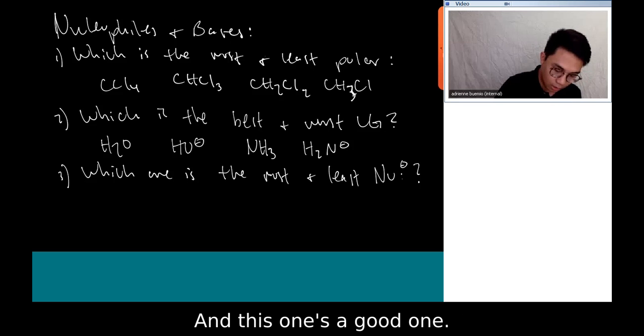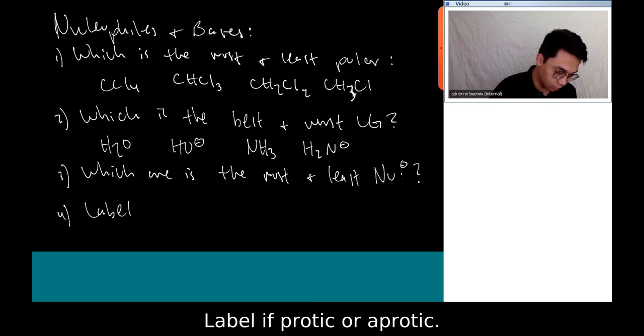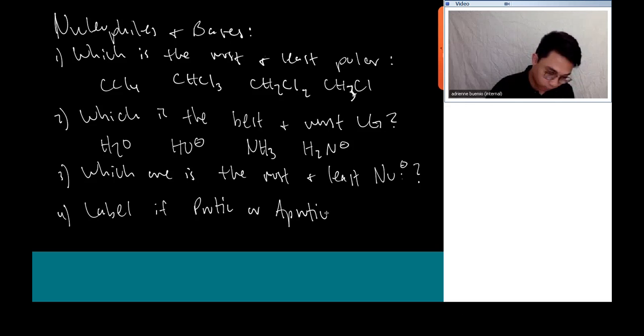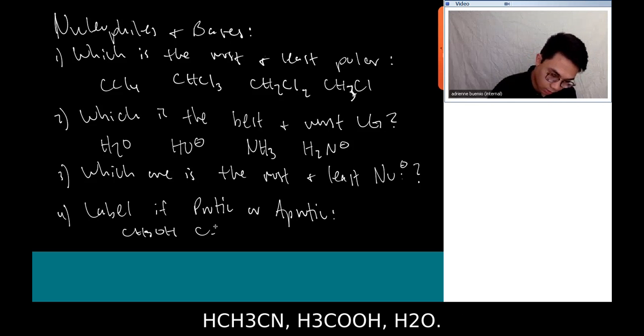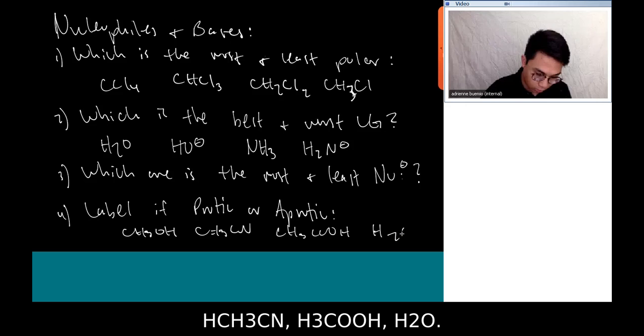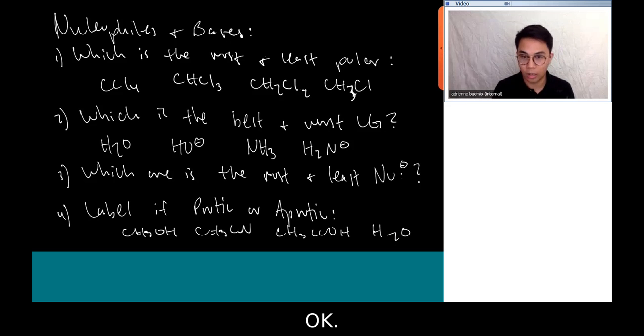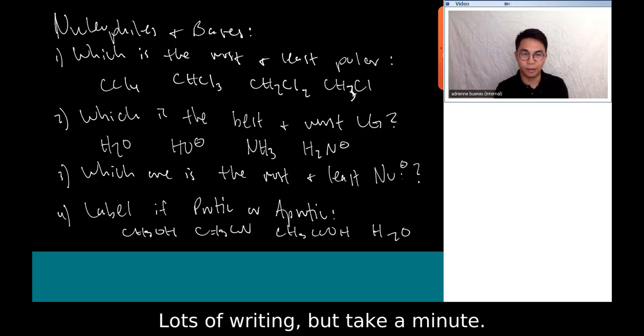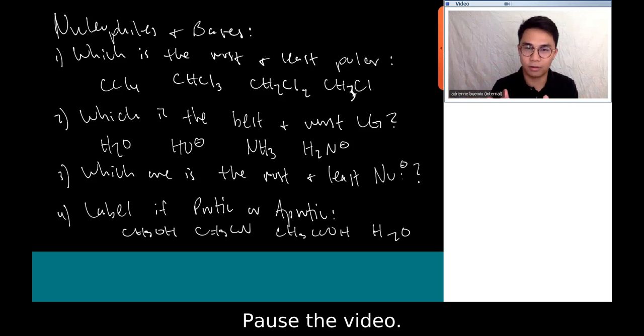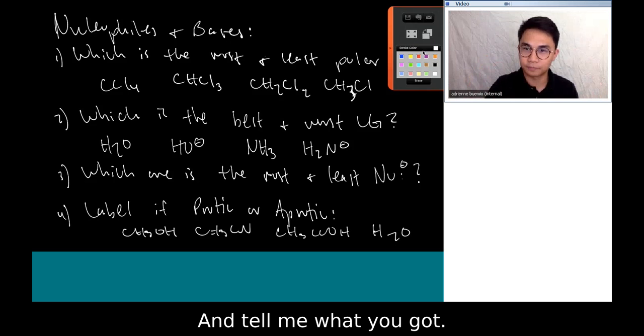And this one's a good one. Label if protic or aprotic. CH3CN, CH3COOH, H2O. Okay, lots of writing, but take a minute, pause the video, and tell me what you got.